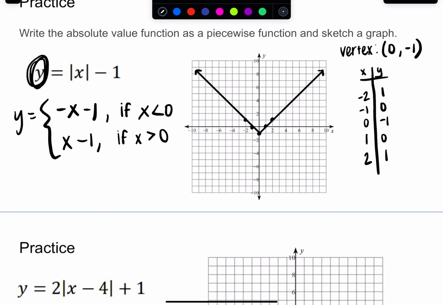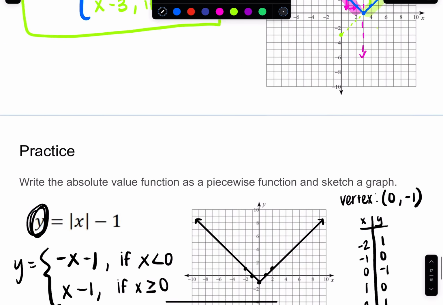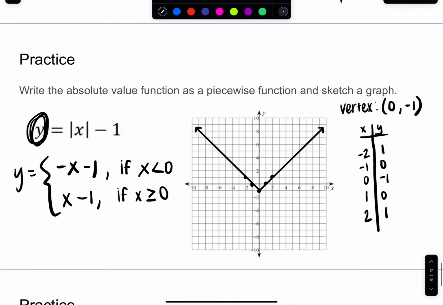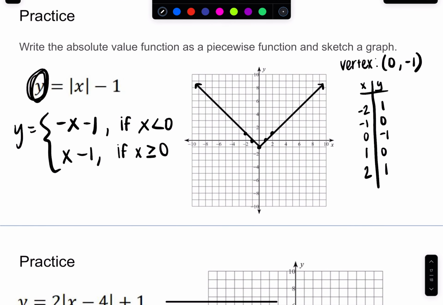And then something I didn't mention before, the vertex is obviously included, right? It has a closed circle. So I need to make one of these have the equal to. So also go back to your example. Typically it'll be on the second equation. But as long as you make one equal to, then you're good.